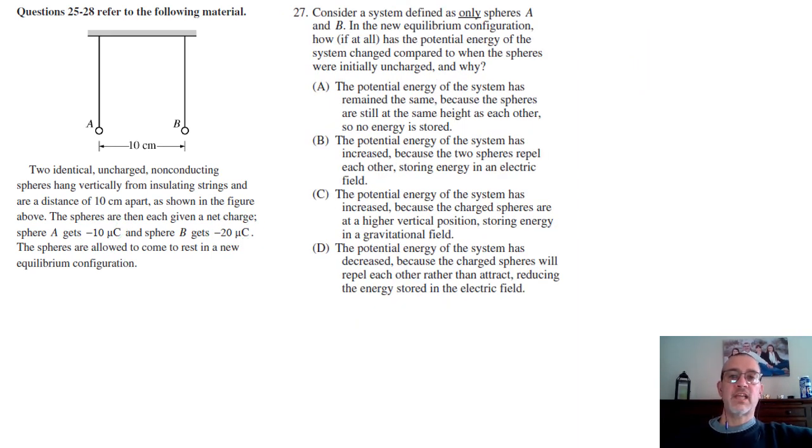For question 27, it says, consider a system defined as only spheres A and B. So what that means is that we are not worried about the gravitational potential energy, because then we'd need the Earth in the system in order to store gravitational potential energy. So we're only comparing the electric potential energy initially and after they reach their new equilibrium position. So when we charge them, when they're hanging vertically, and then when they are at their new position. So hanging vertically, the electric potential energy is given as K Q1 Q2 over R.